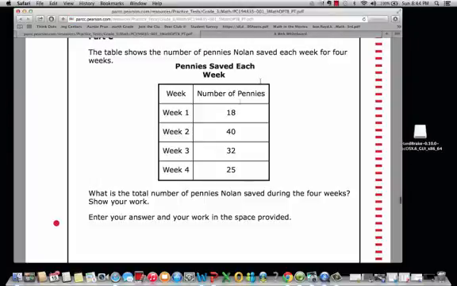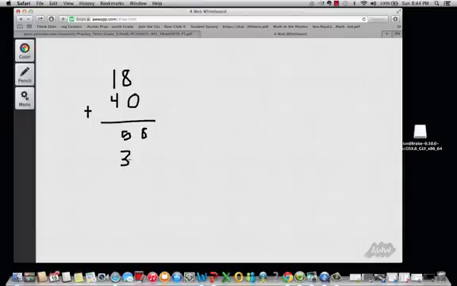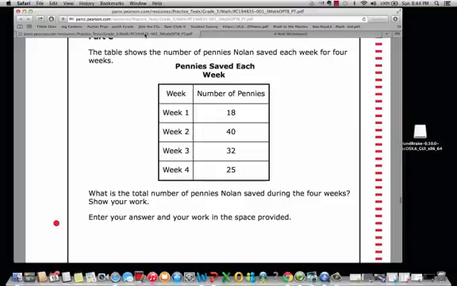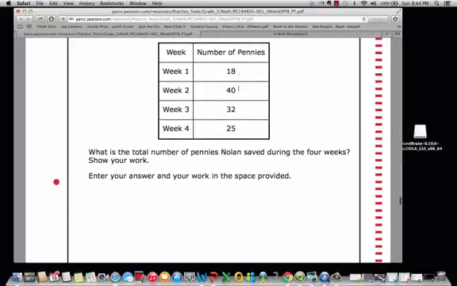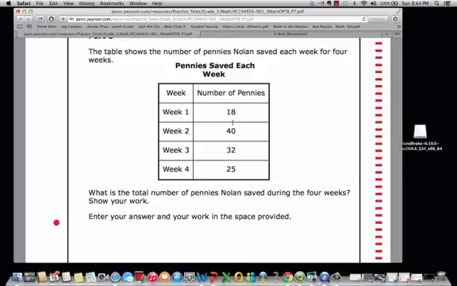58, plus another 25 and 32. 58 and 32 is 90, and 25 more. 115 pennies is how much you have saved during the total time. Only issue here, I remember several of you wrote $1.15. Remember to always answer with whatever unit they ask. So if they ask for the number of pennies, they need to have an answer of 115 pennies.